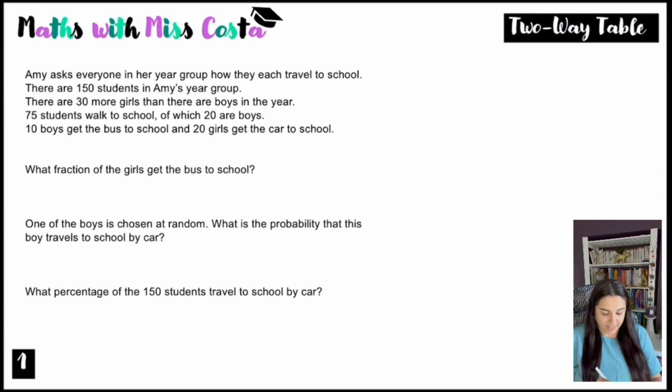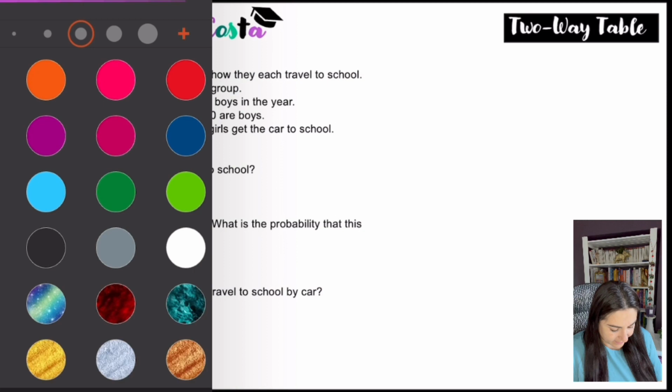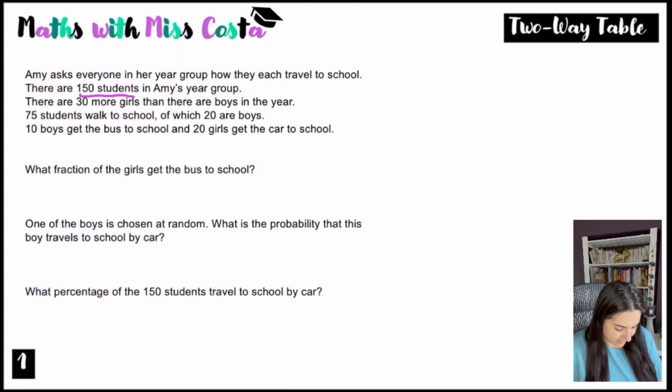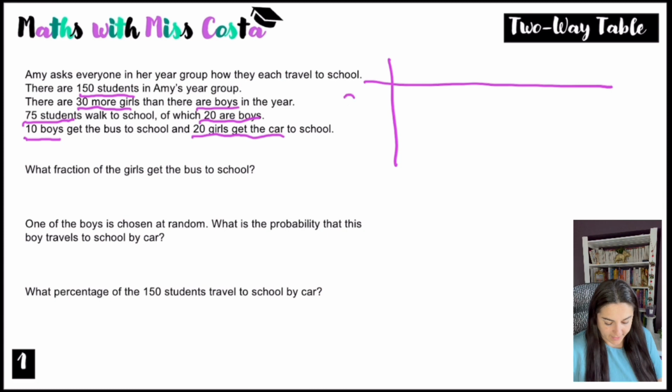So over here, we know that Amy asks everyone in her year group how they each travel to school. We know there are 150 people in the year group and that there are 30 more girls than there are boys in the year. 75 students walk to school, of which 20 are boys, 10 boys get the bus and 20 girls get the car. So I can construct my two-way table like this.